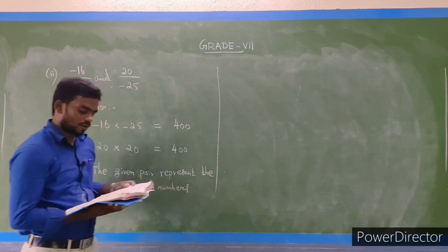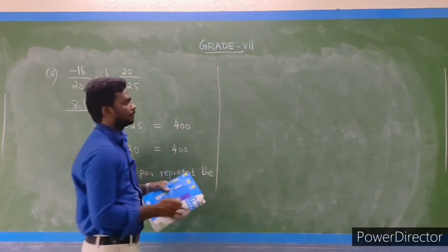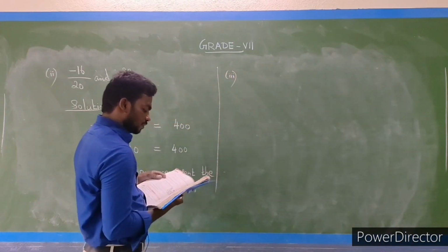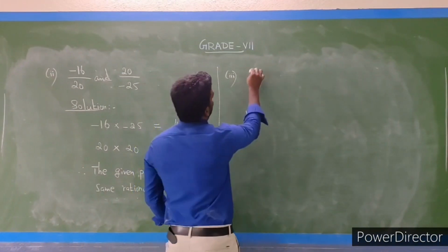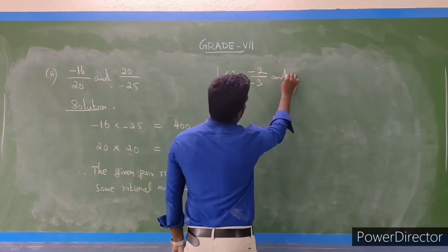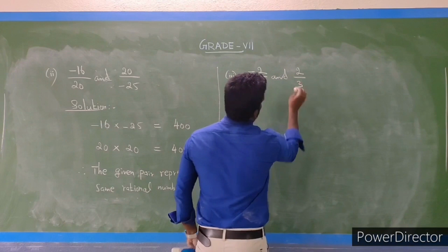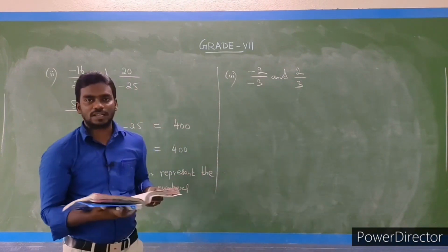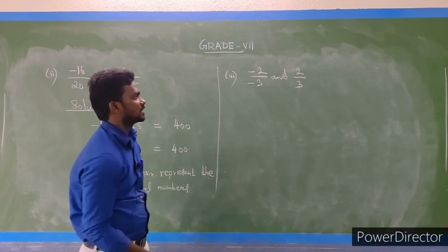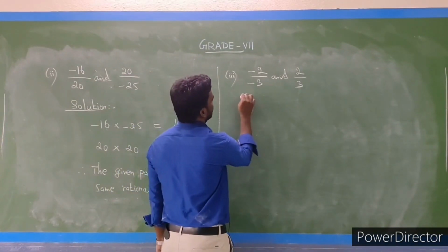Next, what is our third one? The third one is minus 2 divided by minus 3, and 2 divided by 3. How to check whether these two rational numbers are the same or not? We have to cross multiply.